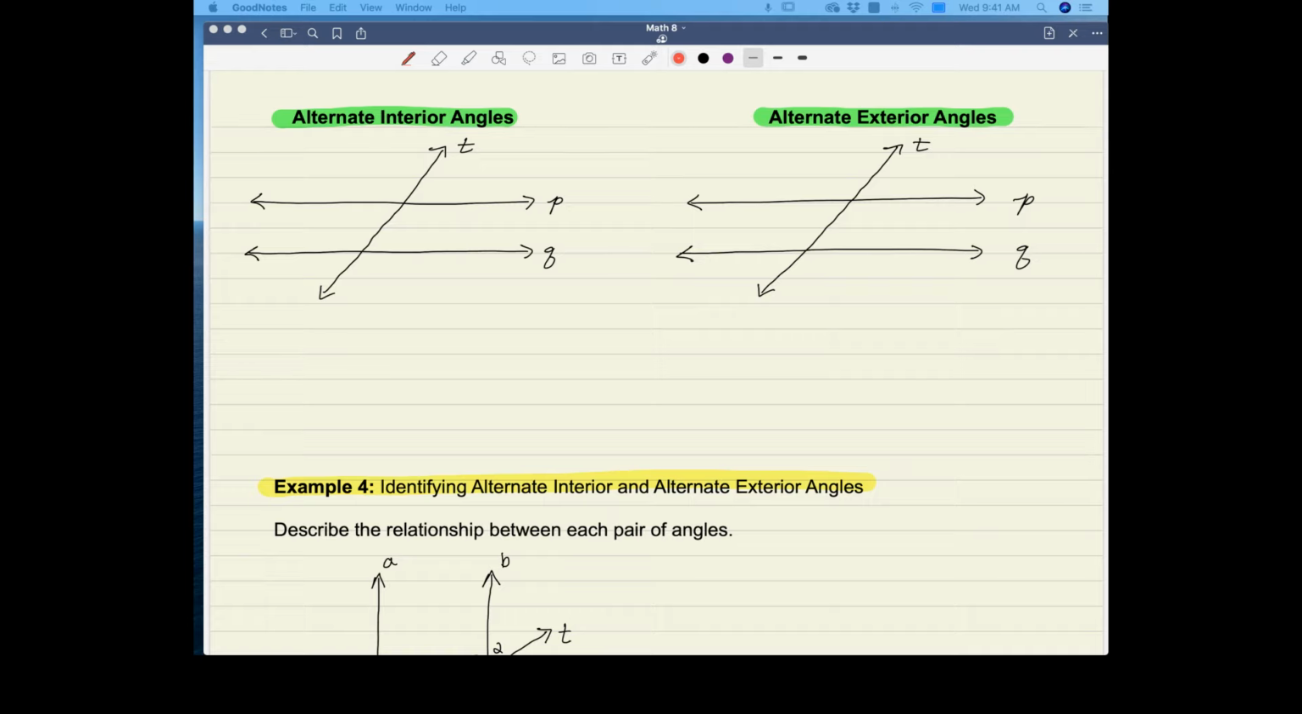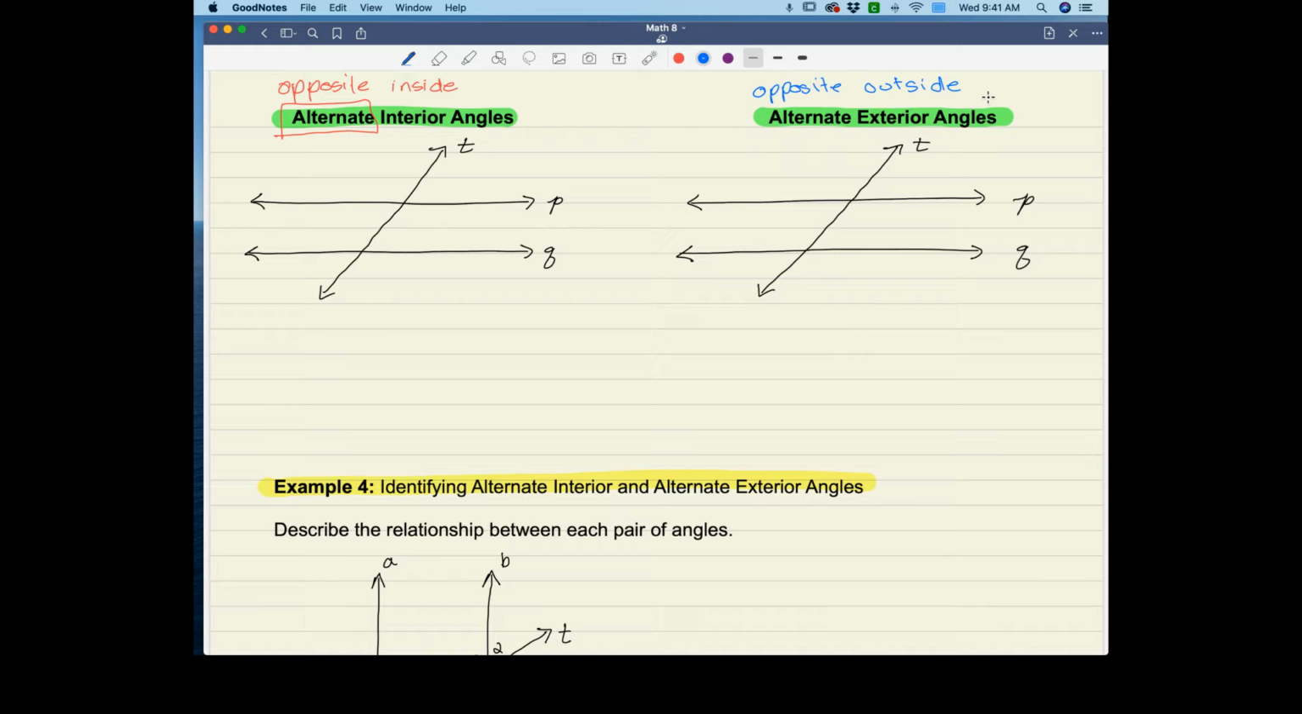All right. So another type of angle we can talk about are alternate interior angles and alternate exterior angles. We already know the meaning of interior is inside and exterior is outside, but alternate. When you see that word alternate, I want you to think opposite. So the opposite inside angles, or for alternate exterior, it is the opposite outside angles. So what does that mean?